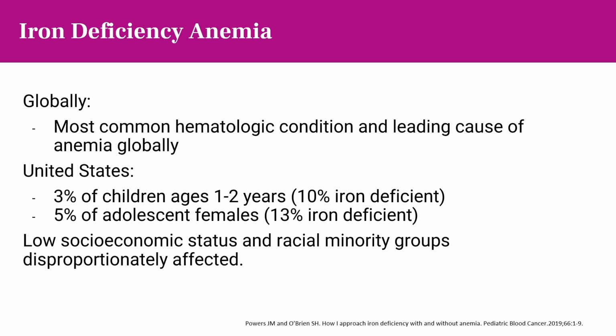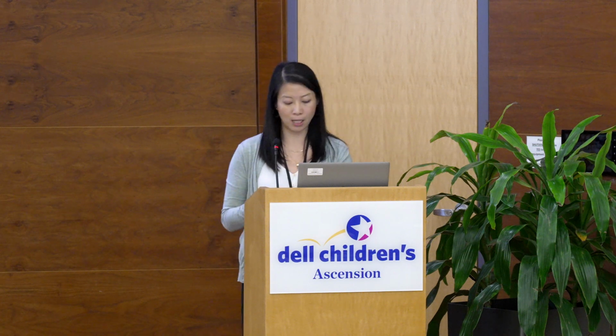Just a quick slide on the prevalence of iron deficiency anemia. Globally, most common hematologic condition, leading cause of anemia. In the United States, it's estimated that 3% of children ages 1 to 2 years have iron deficiency anemia, and 10% in that group are just iron deficient alone. There is a bimodal peak, so 5% of adolescent females are thought to have iron deficiency anemia, and 13% suffer from iron deficiency alone. And we know that kiddos of lower socioeconomic status and racial minority groups are disproportionately affected by iron deficiency anemia.